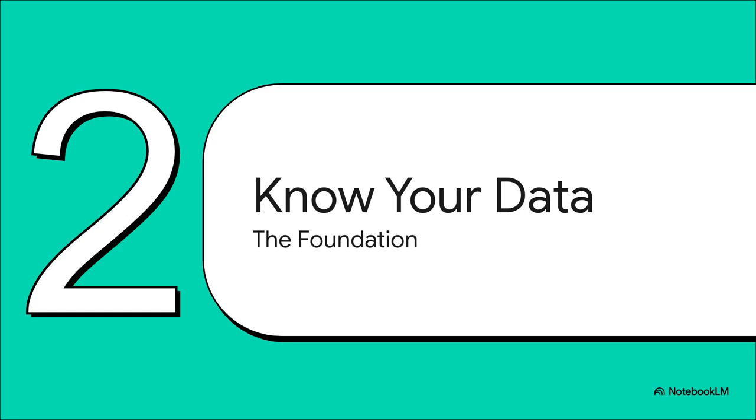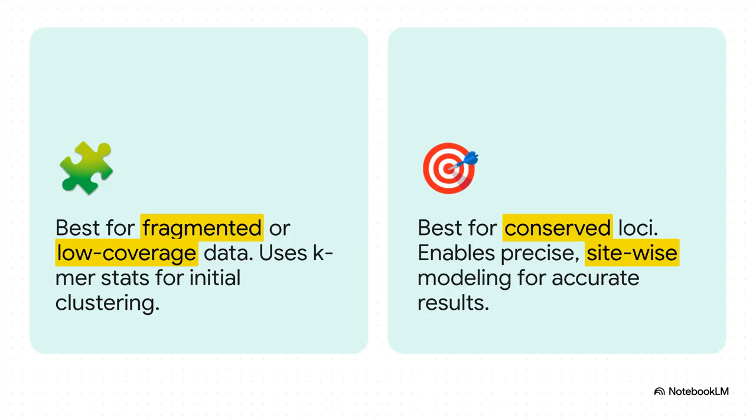Okay, that brings us to step 2, which is really our first major move, getting to know your data. This is the absolute foundation of your phylogeny, and I'm not kidding. Everything else we're about to discuss completely depends on this. You've got to understand its quality, its completeness, and of course, the sheer scale of it all. And this is where we hit our first major fork in the road. And it all boils down to the quality of your data.